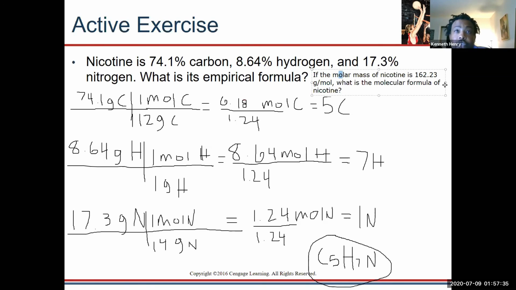But then C4H10 was the molecular formula. So in this case, we're just going to be doing the opposite. So we need to find out what number we need to multiply our empirical formula by to determine the molecular formula.